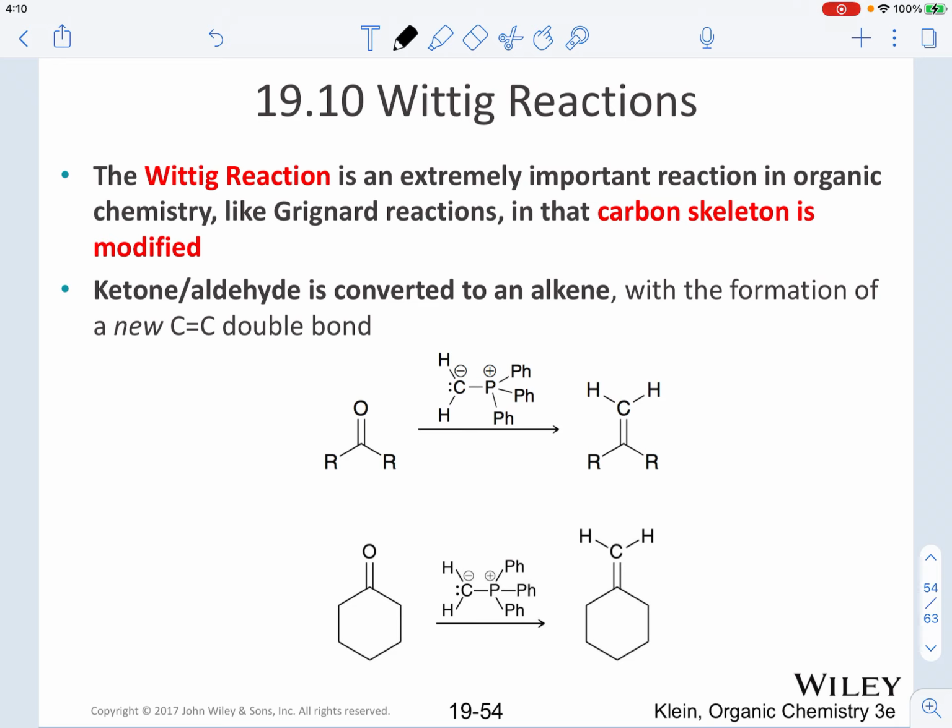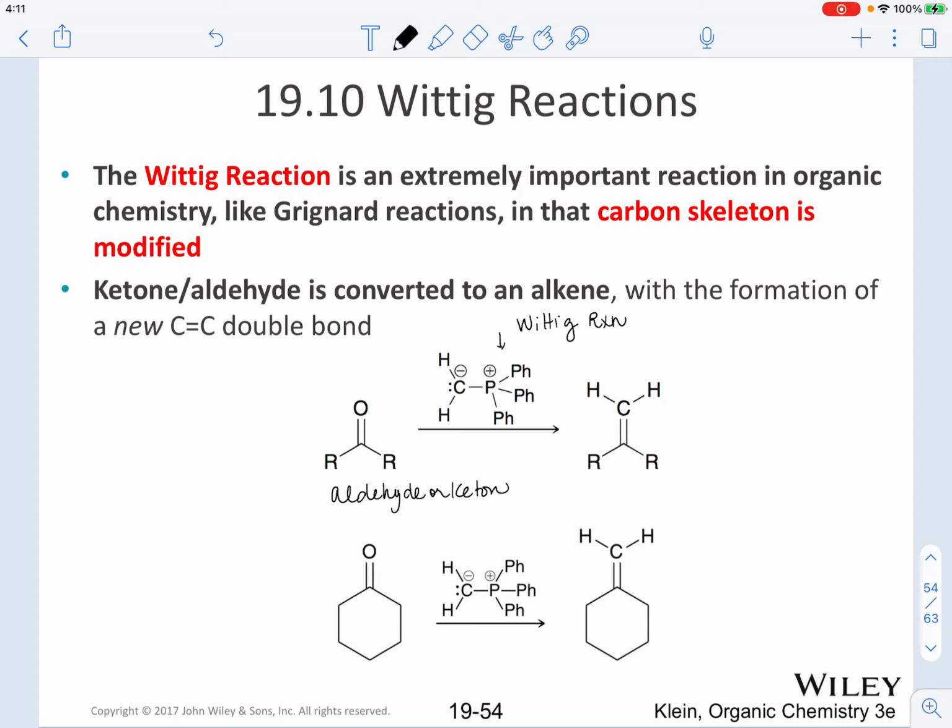So, when it comes to the Wittig reaction, ketones and aldehydes are going to be converted into an alkene with the formation of a new carbon-carbon double bond. So, as you can see in this reaction, if we start with an aldehyde or ketone, when it interacts with the Wittig reaction, and we call it Wittig just because of the pronunciation in German.